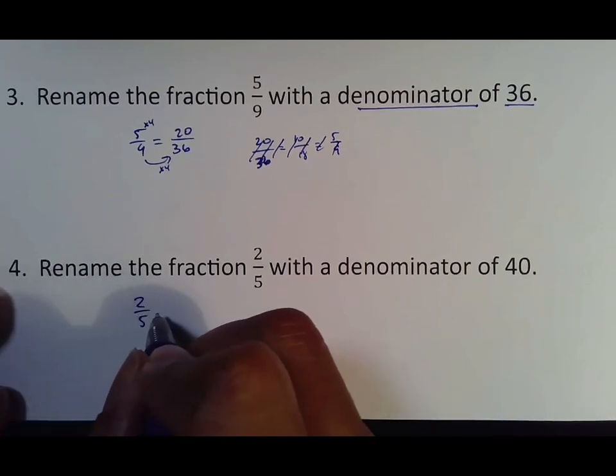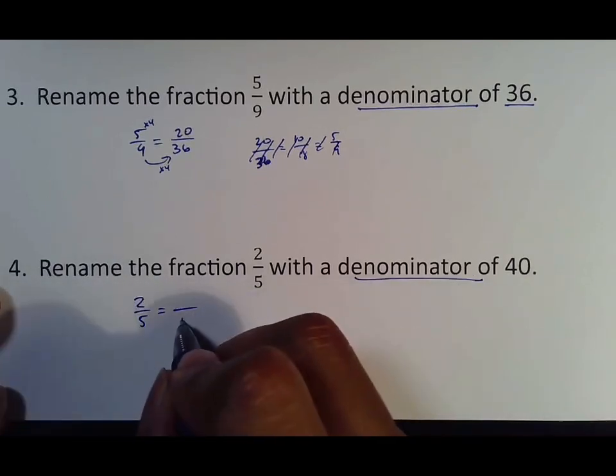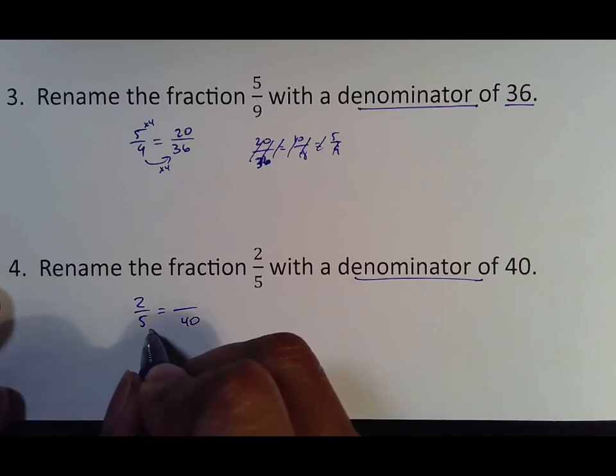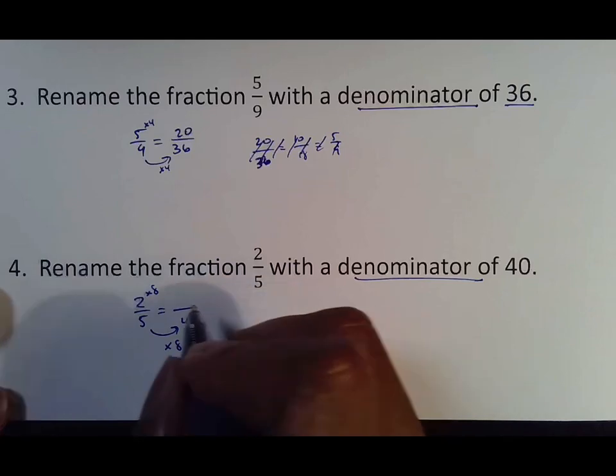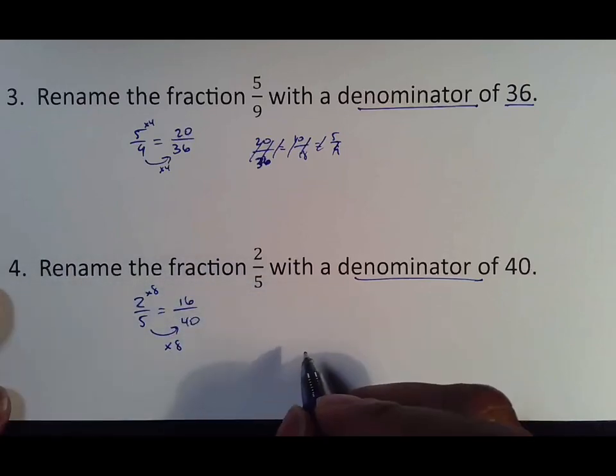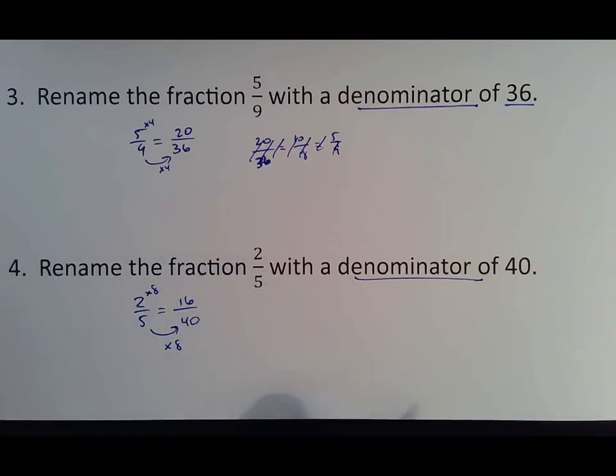Rename the fraction 2/5 with a denominator of 40. So 2/5 with denominator, bottom number, of 40. What do we multiply 5 by to make it 40? 8. So we have to multiply this by 8 and end up with 16/40. That is our answer. All right.